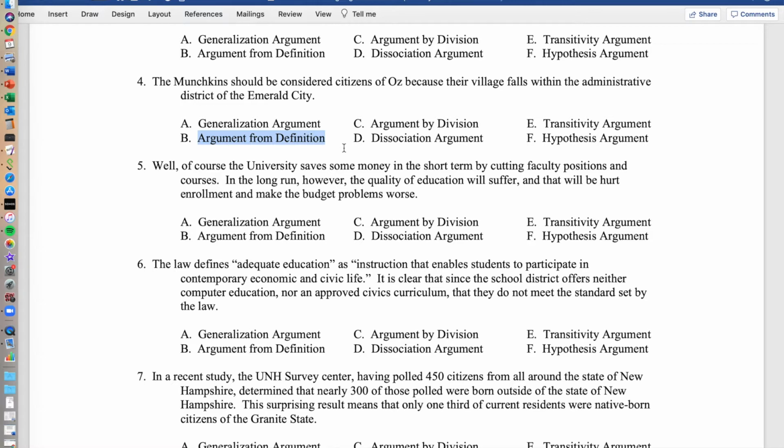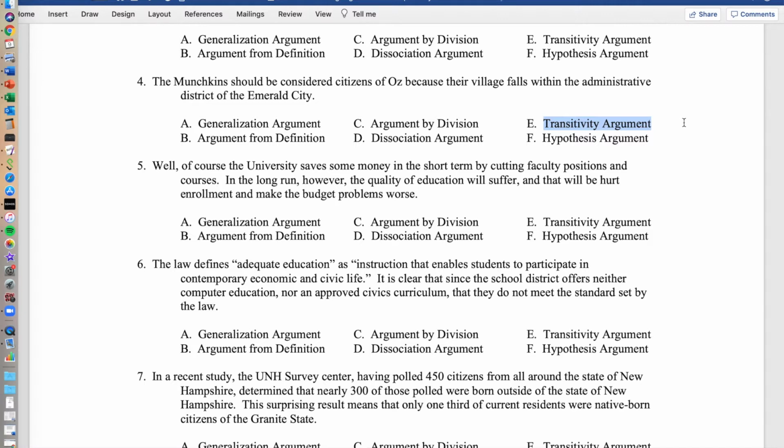To be a citizen of Oz, the sort of authoritative or legal or statute definition would be any person who falls within the administrative district of the Emerald City. And the Munchkins, being in that group, also then would be considered citizens of Oz. But even in the way that I just described that, you also might see that it has elements of a transitivity argument as well, because we're thinking about the categories.